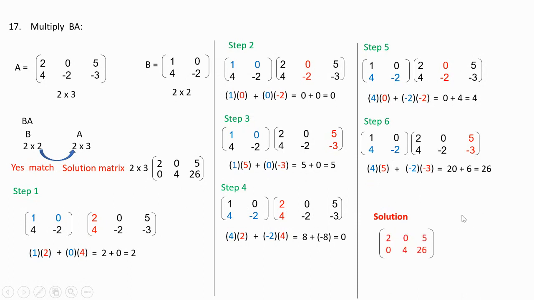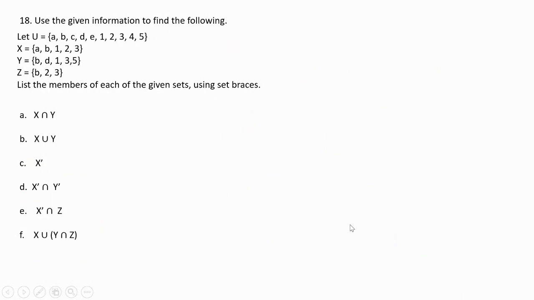Okay, now, number 18. Number 18, I believe, is something that I went over last week. Number 18 is we're going to be doing sets. So let the universal set, which is U, equal A, B, C, D, E, 1, 2, 3, 4, 5. And set X equals the elements A, B, 1, 2, 3. And set Y equals the elements B, D, 1, 3, 5. And Z equals the elements, or the members. They're called elements or members. Z equals the members B, 2, 3.